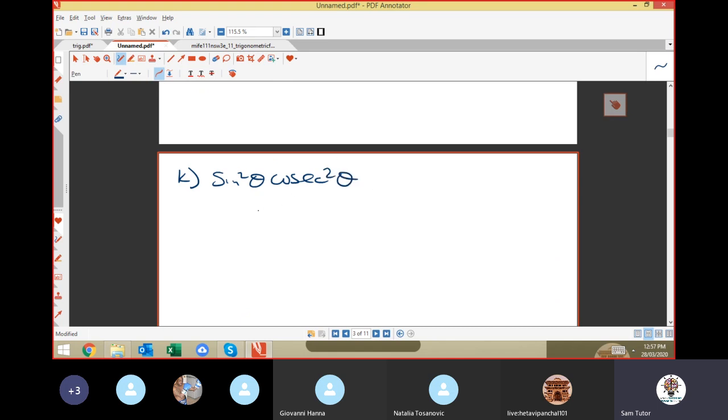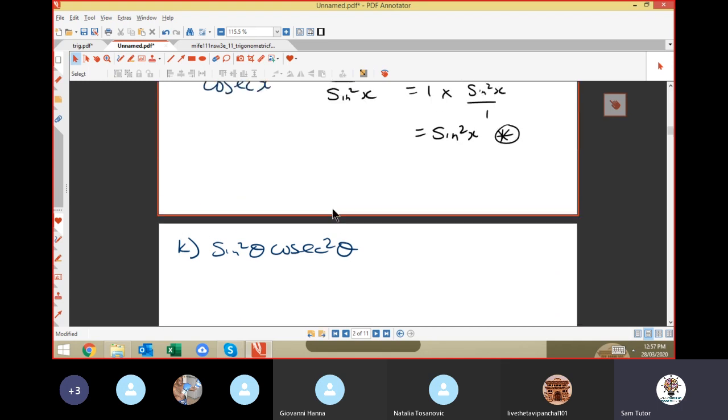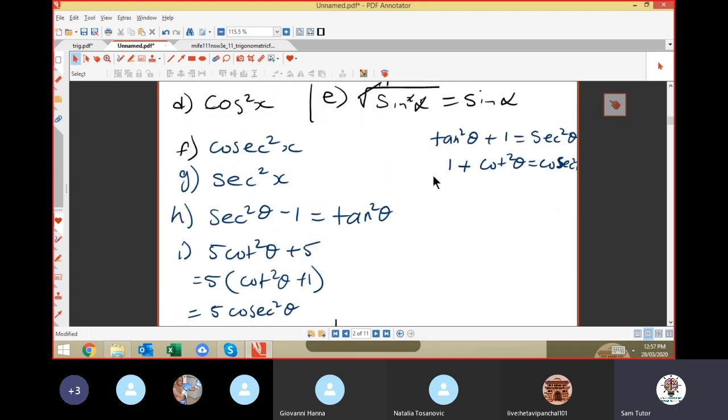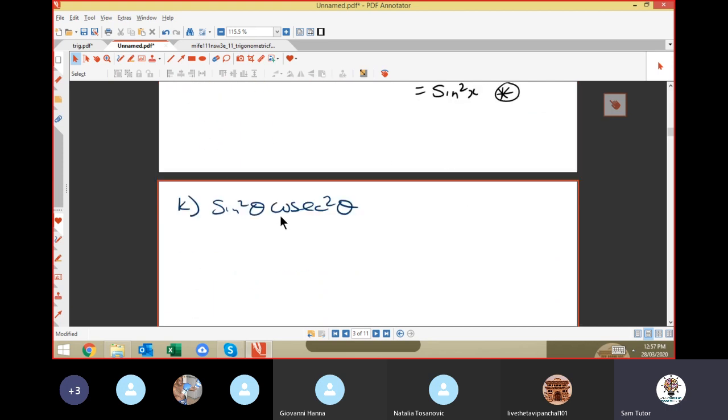Okay, K says sine squared times cosec squared. So Nikki, let's do this one together. Sine squared times cosec squared. Again, cosec squared theta, you wouldn't pick the 1 plus cot. It's not the right one. The reason being, if you place that as 1 plus cot, you've got a lot more math to do now to simplify it with sine squared.